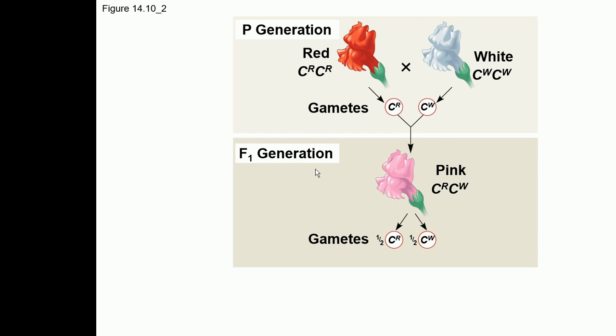So this is an inheritance pattern in which the law of incomplete dominance is followed. If there is a pure red plant with a red flower, and then there is a plant with a white flower, when they are crossed, in the heterozygous situation, it is not going to be a plant with red flowers, but it's going to be a plant with pink flowers. So that is incomplete dominance.